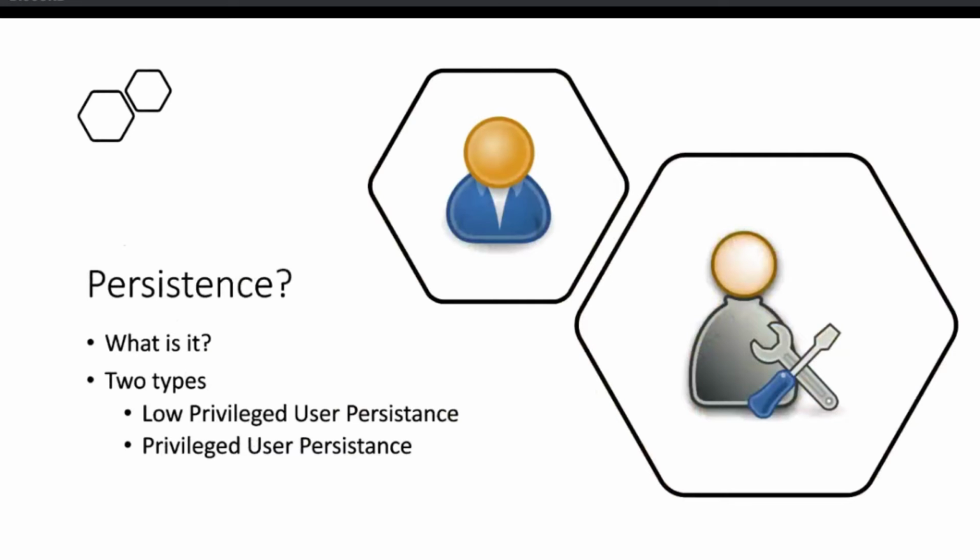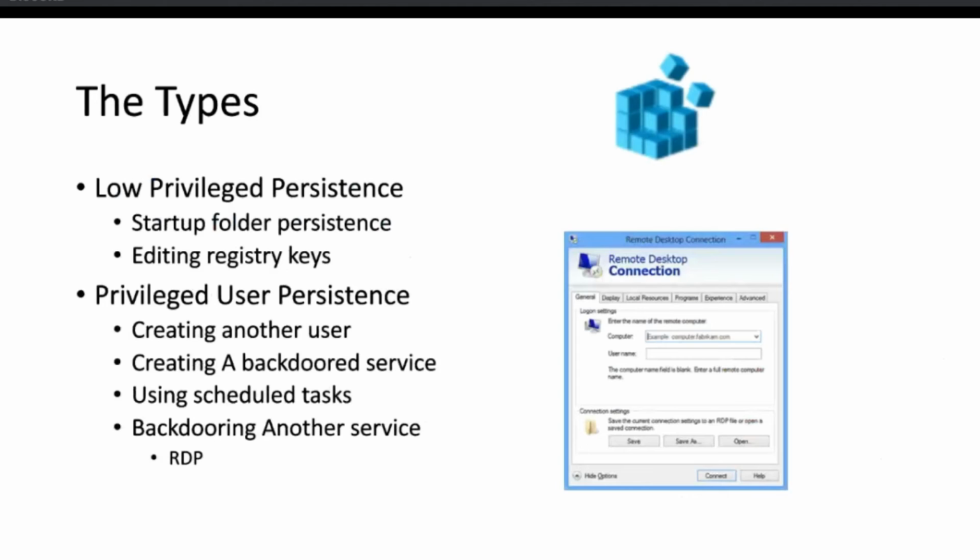Okay, so I already talked a little bit about what persistence was, and it comes in two types. The first type is low privilege user persistence. So you gained access to a box or machine. What's the user you have initially? It's probably going to be a user without many privileges, so a low privilege user. You can do some nice things with this in terms of persistence, but not until you get a privileged user can you do some fun stuff. So that's the other one.